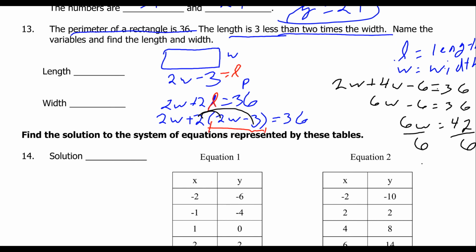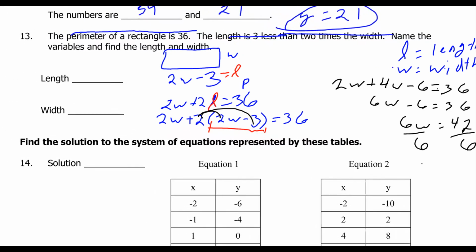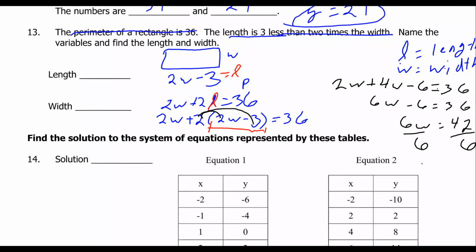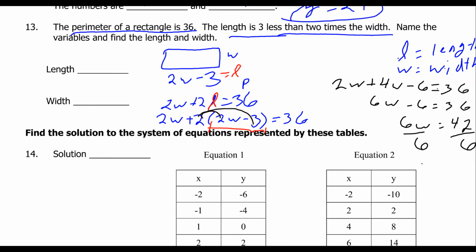And we have W equaling 7, okay? Now, 7 is the width. So, what we can do is go ahead and plug that 7 back into the beginning, and we're going to have 2 times 7 minus 3 equals L. Okay, so that's 14 minus 3 equals L. Okay, and that's 11 equals L.